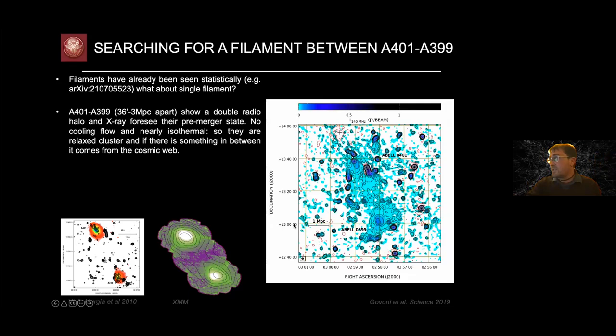In addition to this, in 2019, Govoni et al. found a radio emission with LOFAR in the middle of the two clusters, showing that there are relativistic electrons and magnetic field in the intercluster region between Abell 401 and Abell 399. So this is really an exciting pair of clusters that we wanted to study a little bit more.